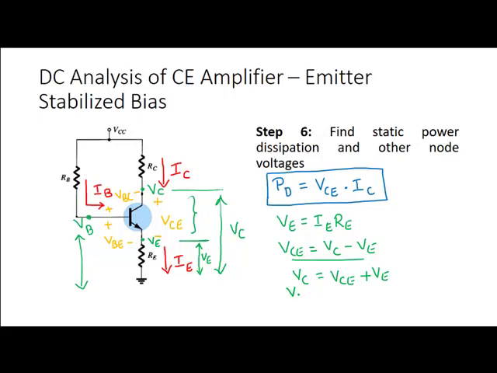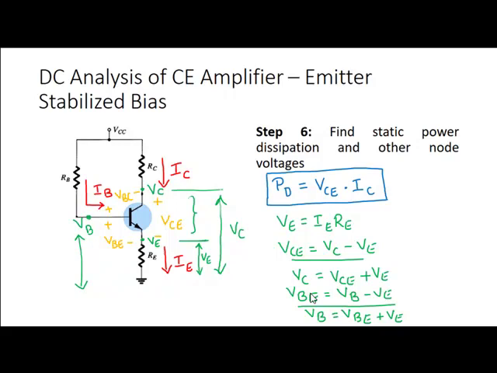Similarly, using the double subscript notation, I'll write VBE as VB minus VE. I need to find out what VB is. VBE is a known value, which is around 0.7 volts for a silicon transistor. So VB is VBE plus VE. VE is calculated in the previous step here. So using double subscript notation, we can find out all the different node voltages.